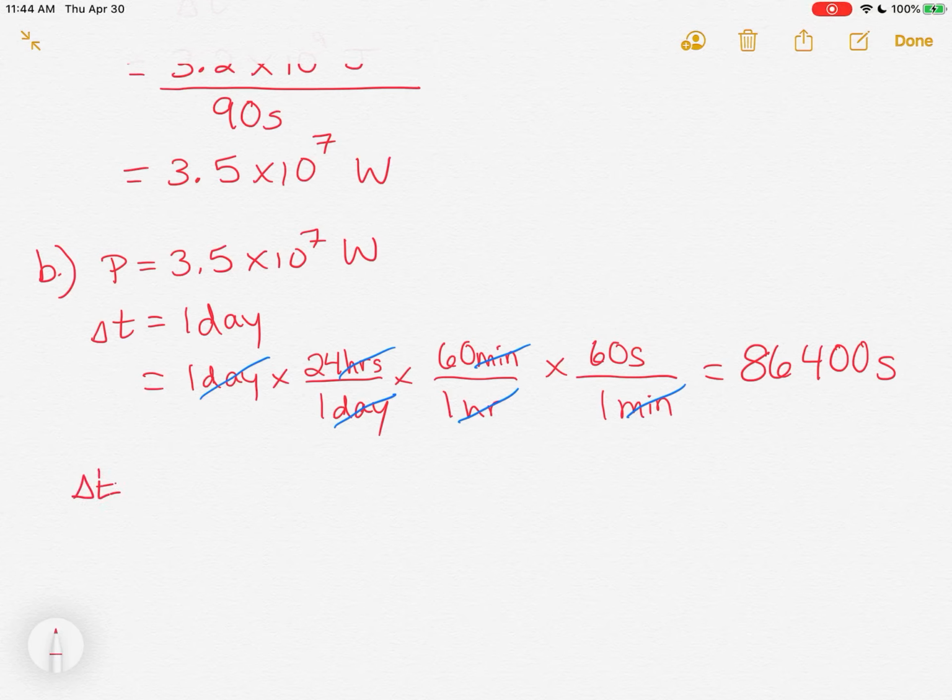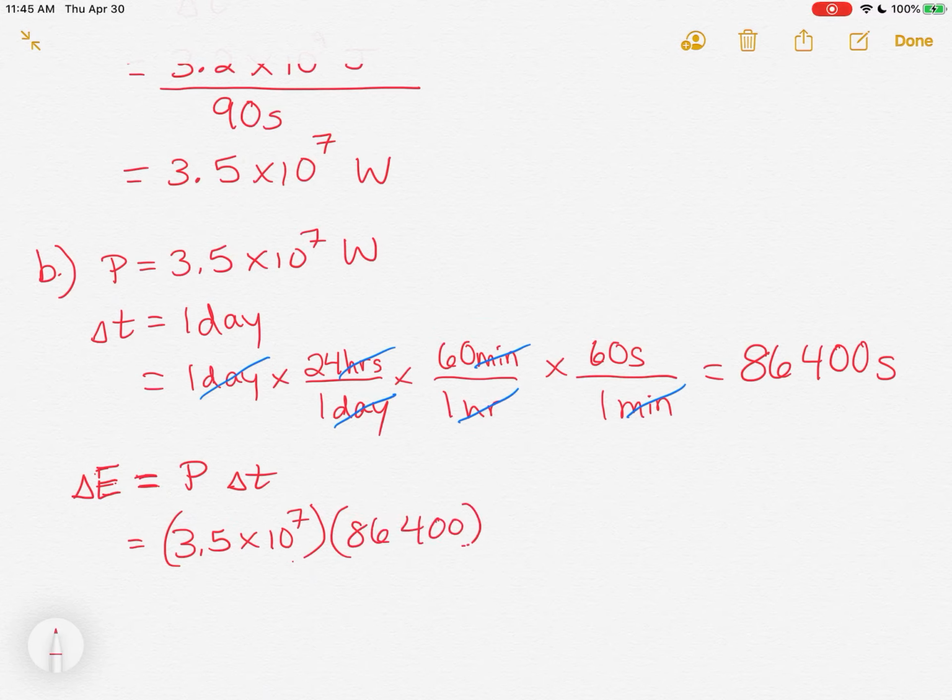So here we want to calculate the energy. So our energy, after rearranging our power equation, is going to be our power times our time. And so our power is 3.5 times 10 to the 7, and that's in watts. And our time has to be in seconds, so the 86,400. And so we got 3.0 times 10 to the 12, and that's going to be in joules.